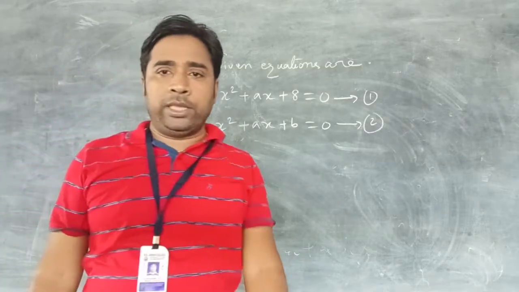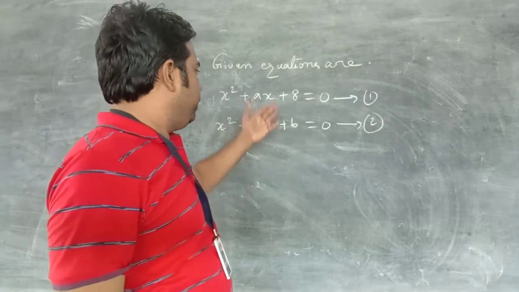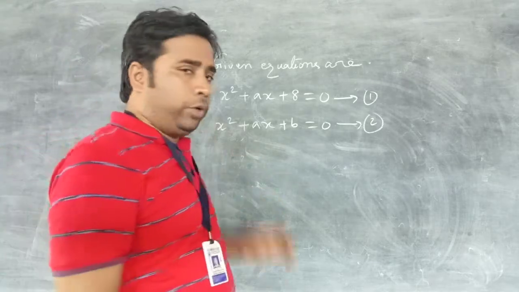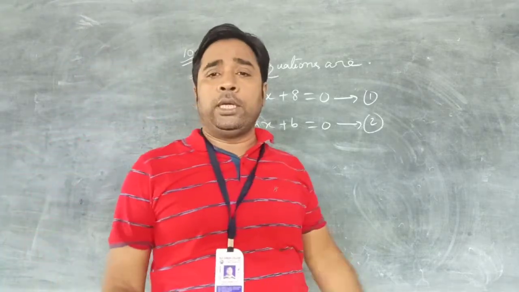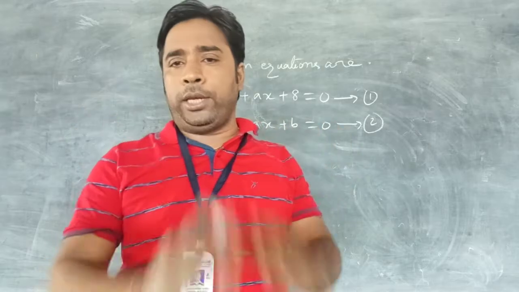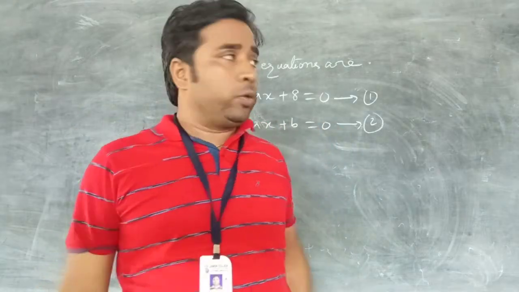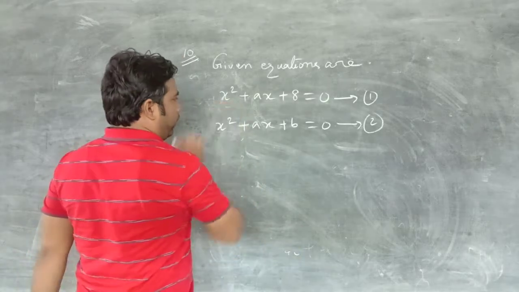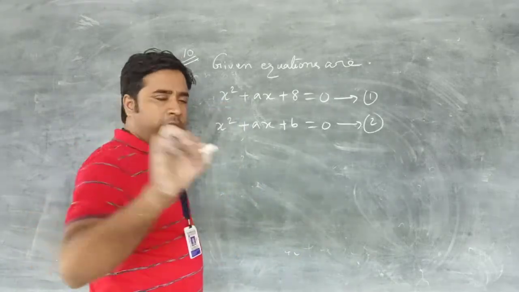So what is given in the question? It is given that 4 is the root of this equation. What is the meaning of root? Before also I told you, root means the values of x that you will obtain after solving the equation. So it is given that 4 is the root of this equation, so that means the value of x is 4. That means in place of x you can put 4.